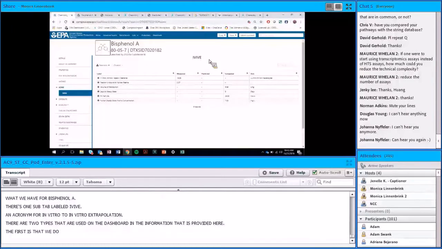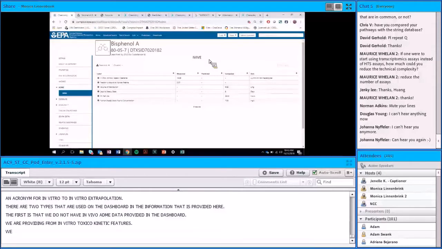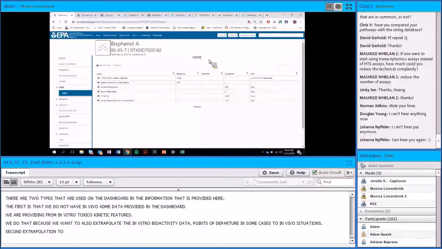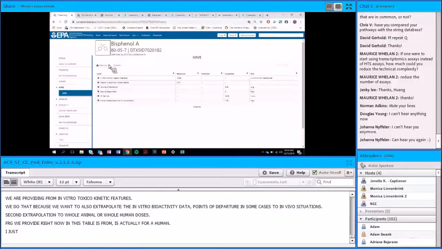The first is that we do not have in vivo ADME data provided in the dashboard. We are providing data from in vitro toxicokinetic measures. So that means that we have to do in vitro to in vivo extrapolation to understand the toxicokinetics. We do that because we want to also extrapolate the in vitro bioactivity data, these points of departure in some cases, to in vivo situations. So that's a second extrapolation, in that case from in vitro bioactivity data to whole animal or whole human doses. Everything that we provide right now on this table is actually for a human.